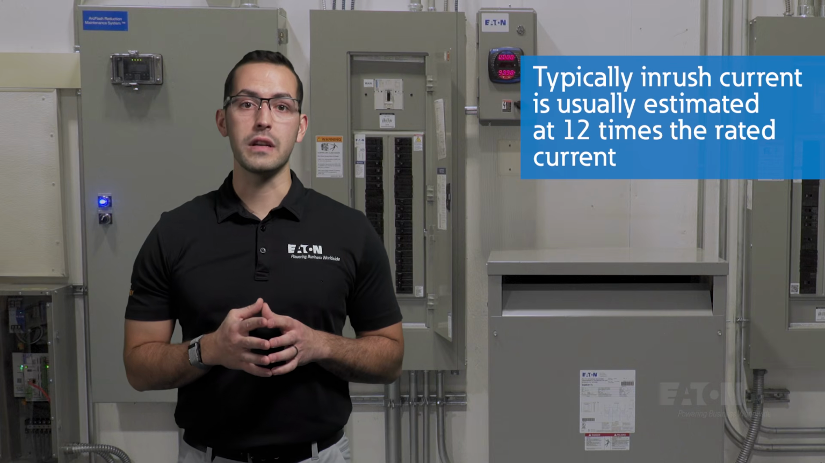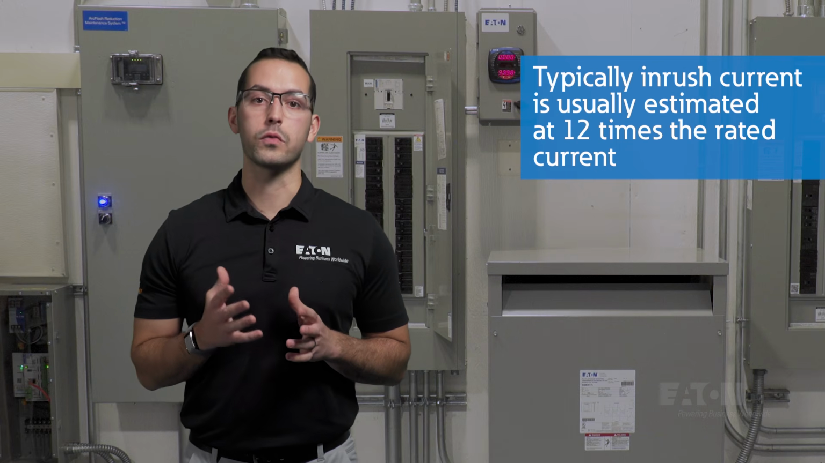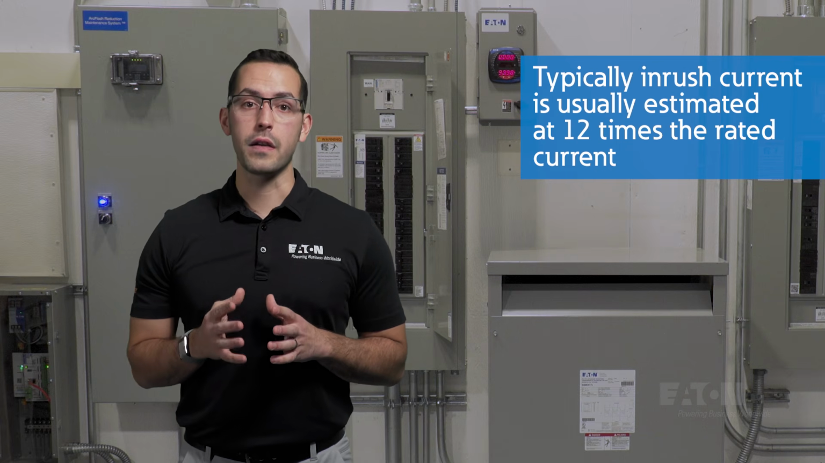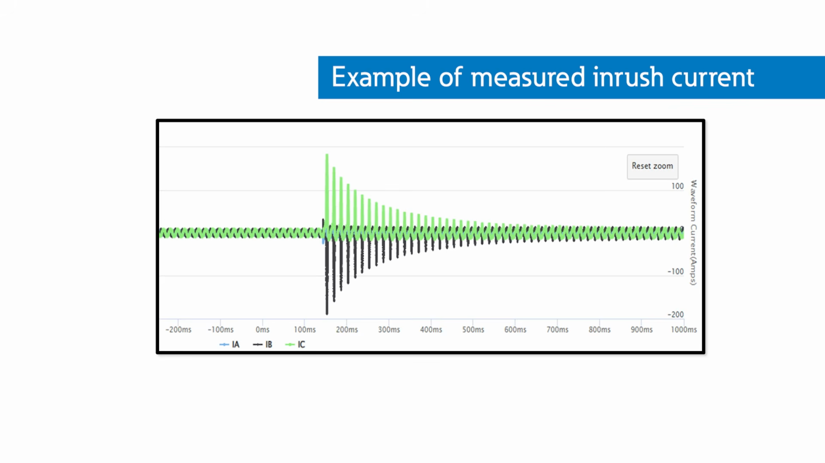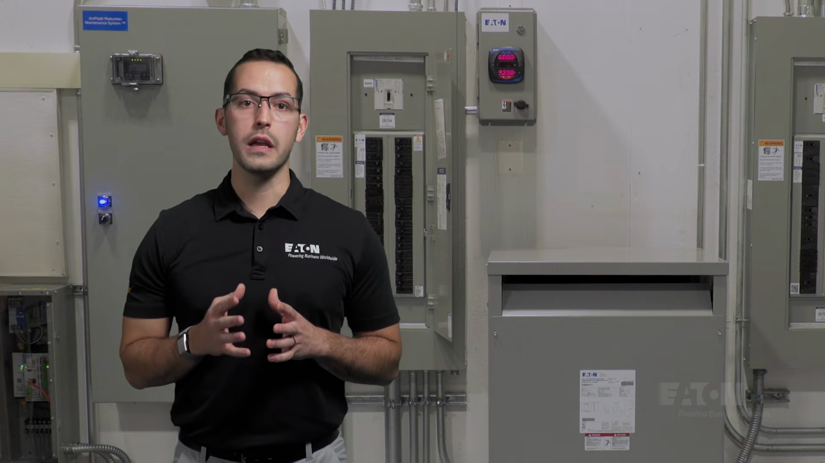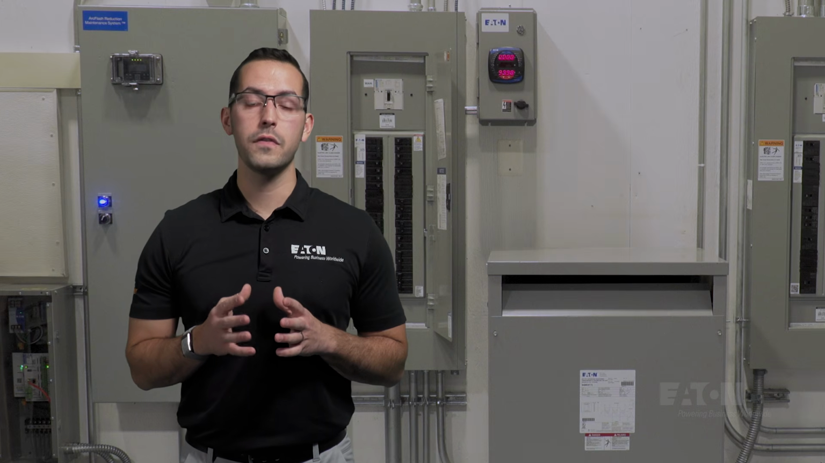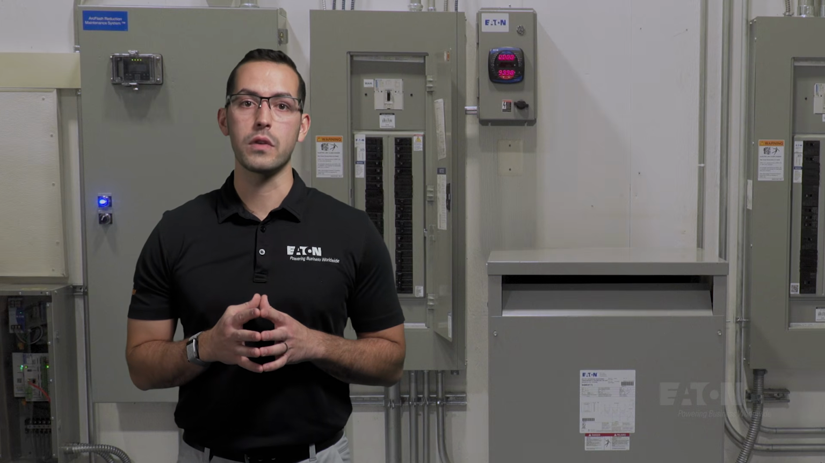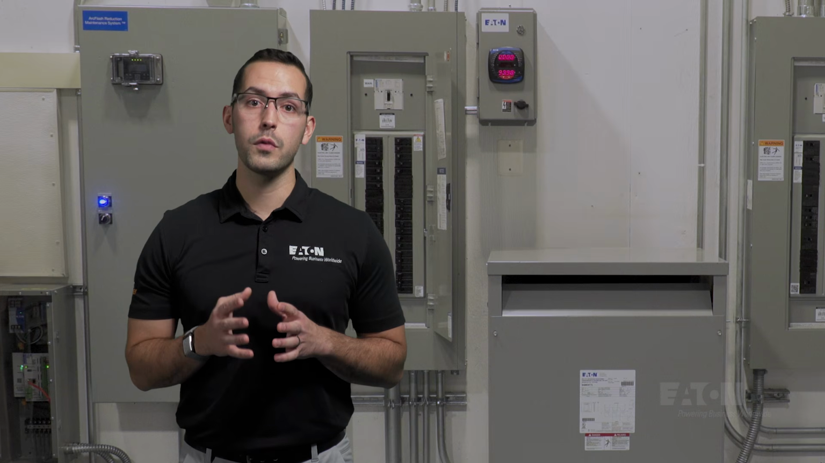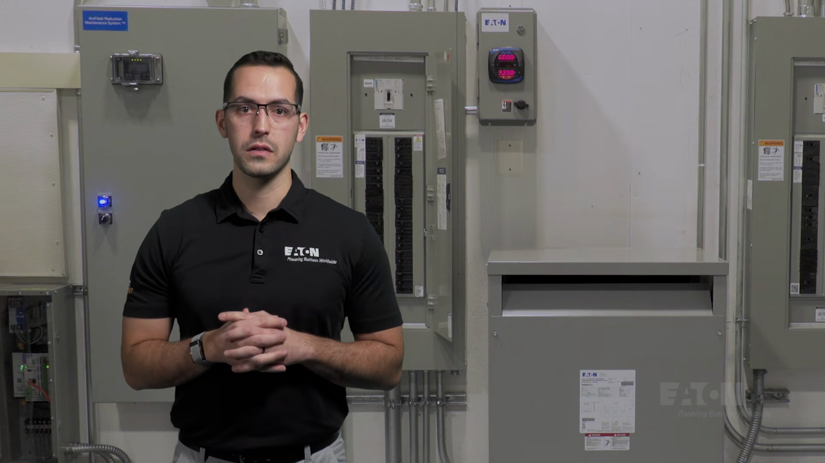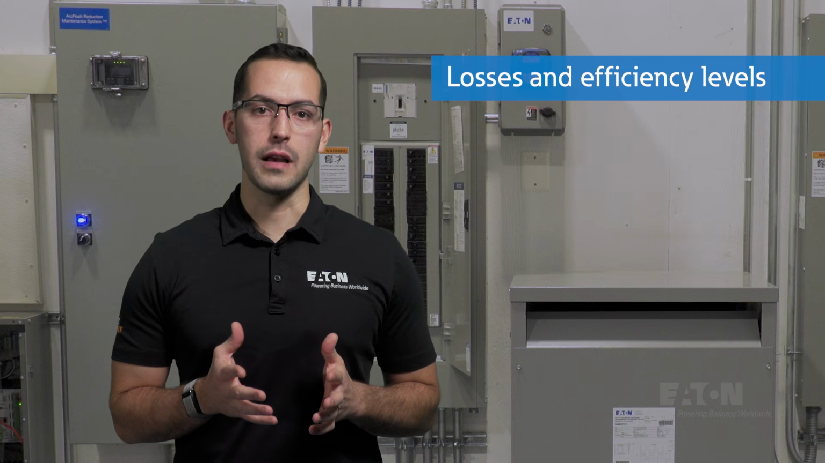Typically, inrush current is usually estimated at 12 times the rated current. But inrush can vary based on previous magnetization of the transformer and is inconsistent if you were to measure it. Due to variations in design properties, some manufacturers do not publish general inrush information, although it is available for request for specific designs.